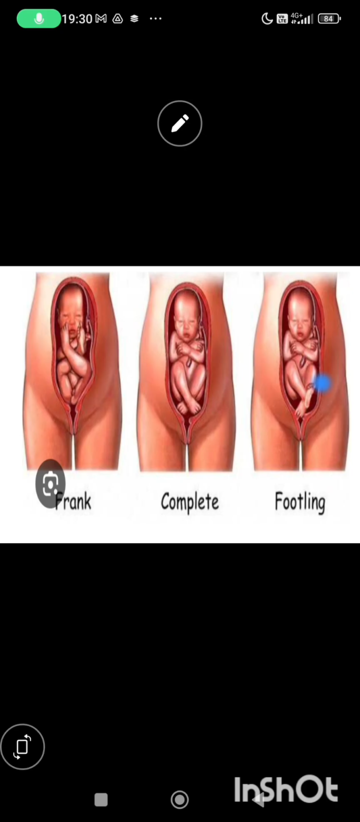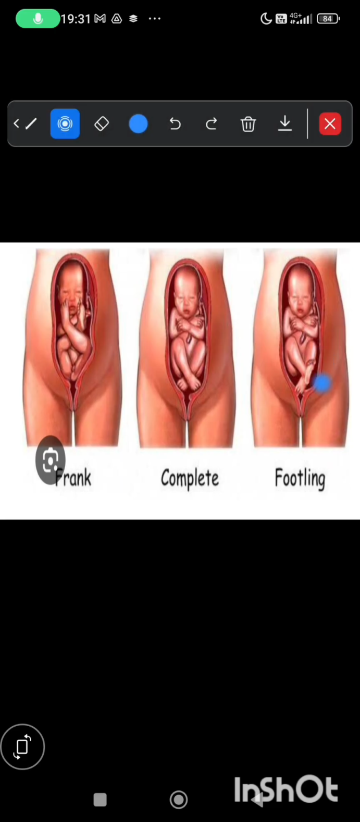Frank breech, complete breech, footling breech. What is the difference? Okay, in frank breech, buttocks are the presenting part. So buttocks are lower in the pelvis, close to the cervix. And we can see the foot near the fetal head or upper body, as you can see here. And the fetus is usually in the cross-legged position.